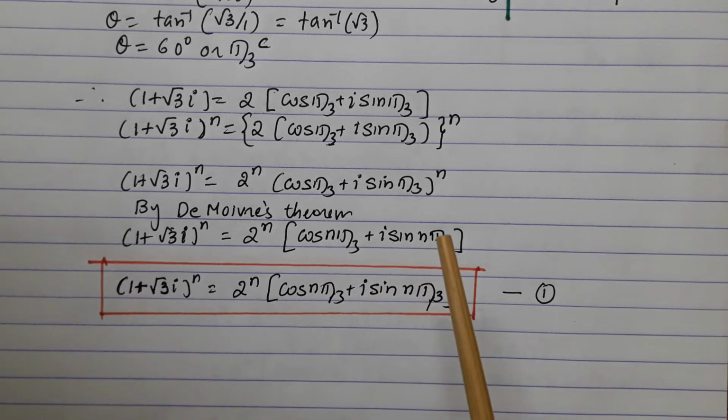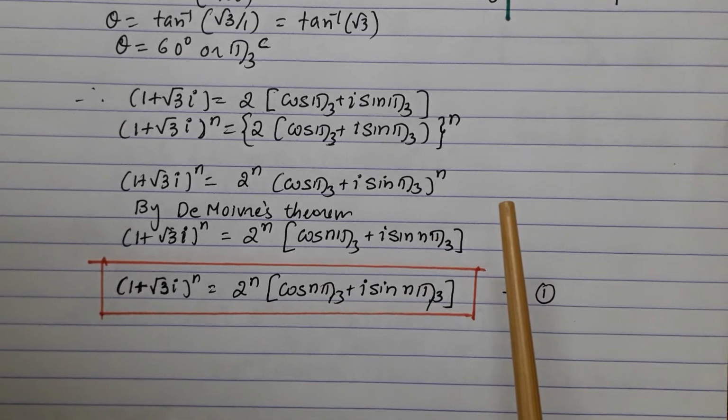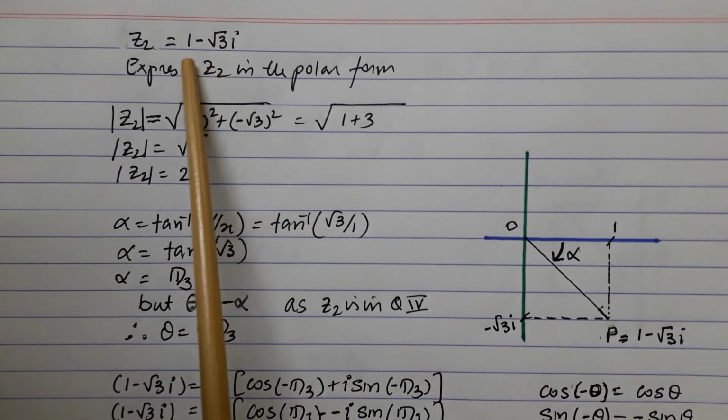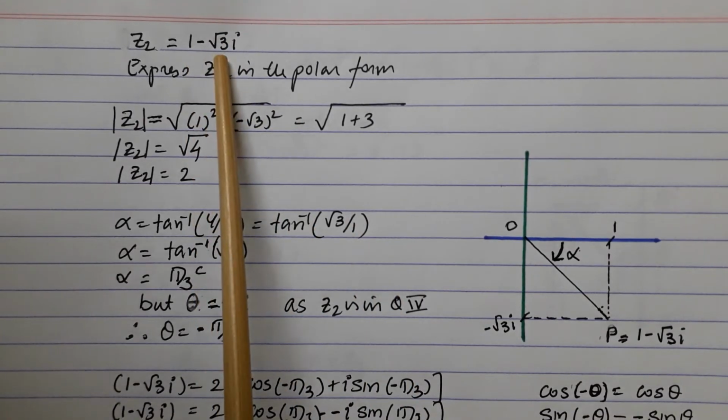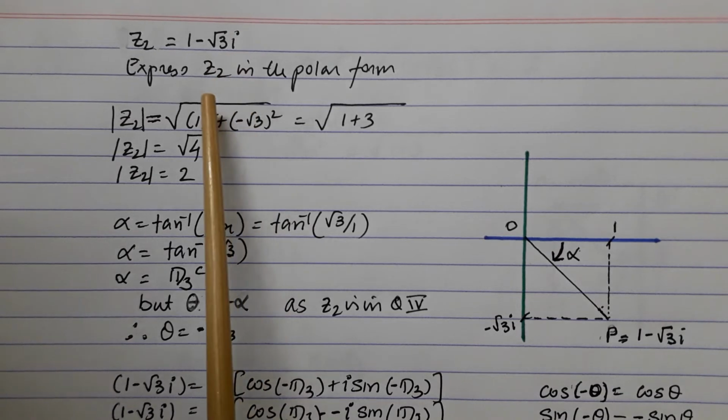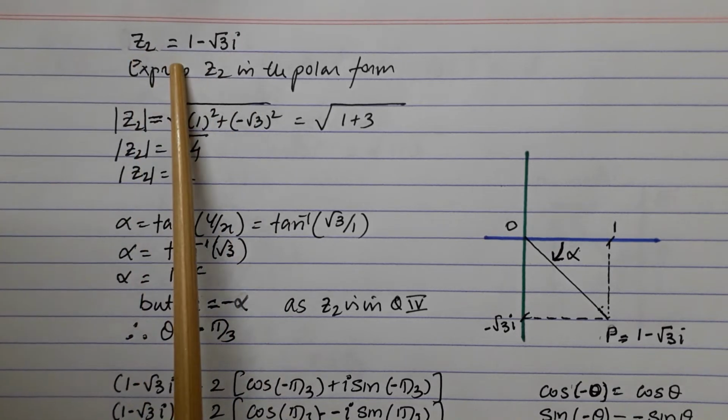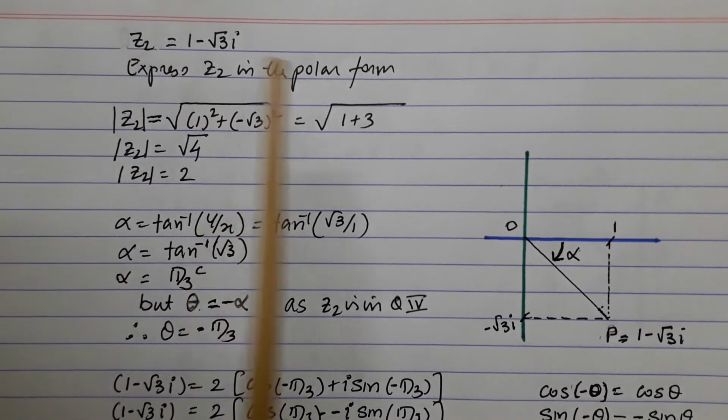So now let us write the second number. Now let us write the second complex number 1 − √3i in the polar form. So let Z2 be equal to 1 − √3i.